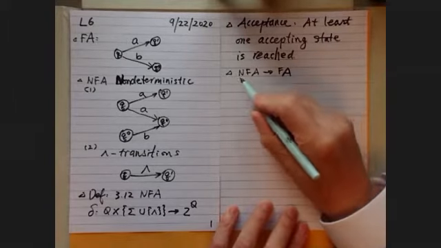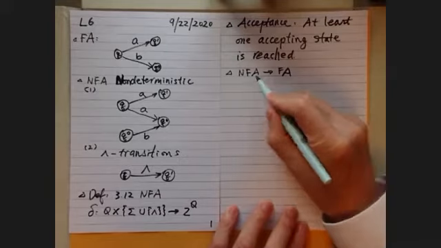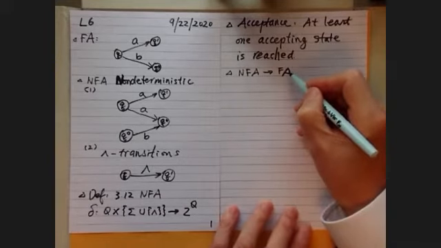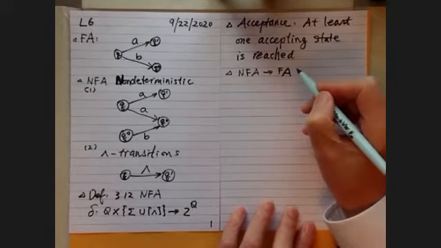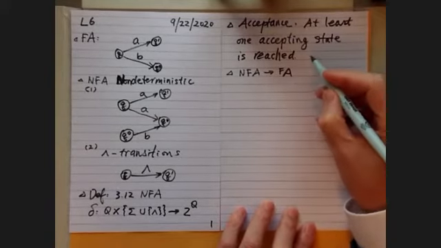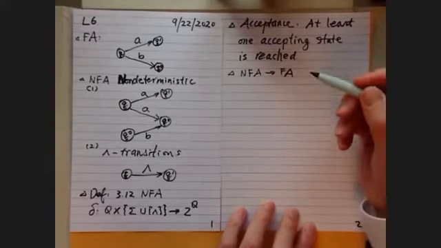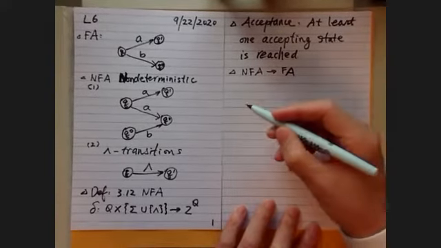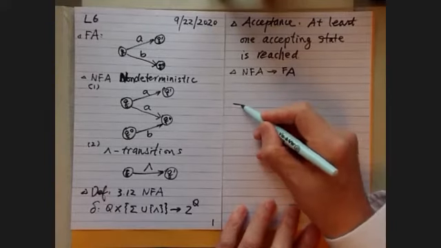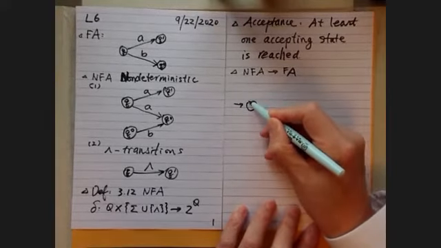Given any NFA, you can construct another machine called an FA that accepts exactly the same set of languages, all right? So the NFA did not really increase the power. So let's look at an example. Suppose that I write an example of how you do it, all right?